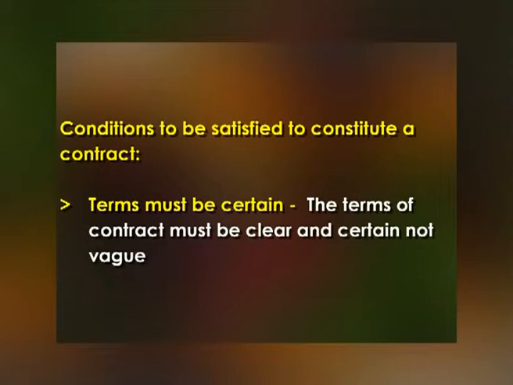Now, eighth is terms must be certain. The terms of contract must be clear and certain. They must not be vague. For instance, A offers B 100 tons of oil. The terms of offer are not clear since the nature of oil is not mentioned.